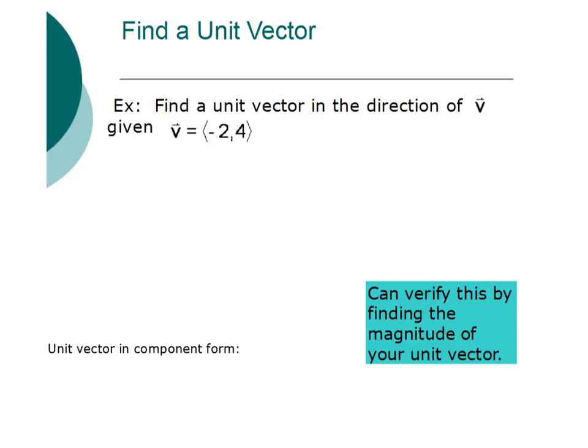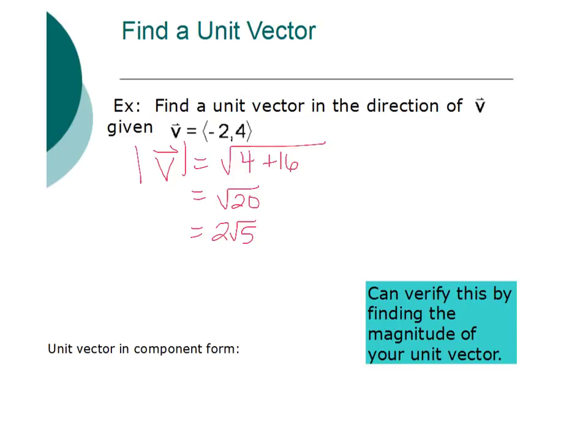Let's try this one. I want to find a unit vector in the same direction as vector v. Okay, well here's vector v. To find it, I need to first find its magnitude. Let's do that. The magnitude of vector v would be the square root of -2 squared plus 4 squared. Oh, that's the square root of 20. Now, I know that that can be reduced to 2 root 5. I'm going to take vector v and divide it by 2 root 5.